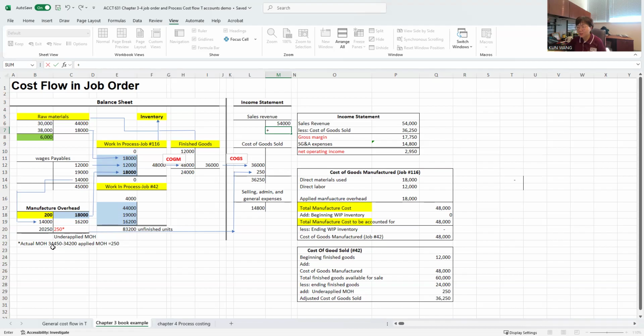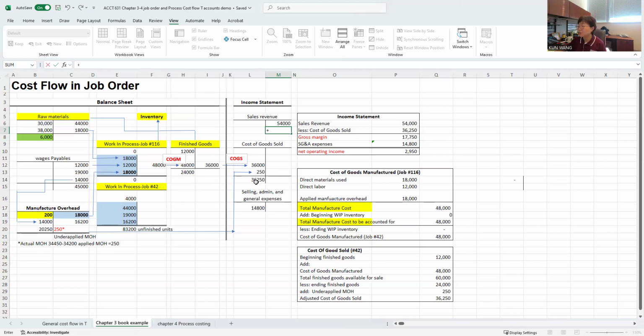And how can we know that? Because the actual overhead incurred in total is smaller than the applied overhead by $250. So this $250 means we added less to the working process. Now we move this $250 entirely as an adding adjustment to your cost of goods sold on the income statement. That's under applied. If it's over applied, that will be put on the credit side, which means a minus adjustment.